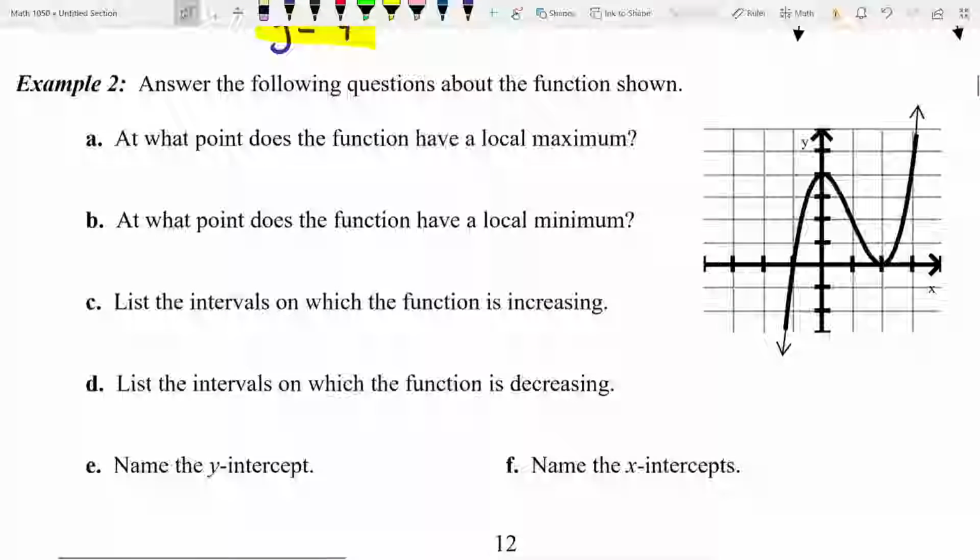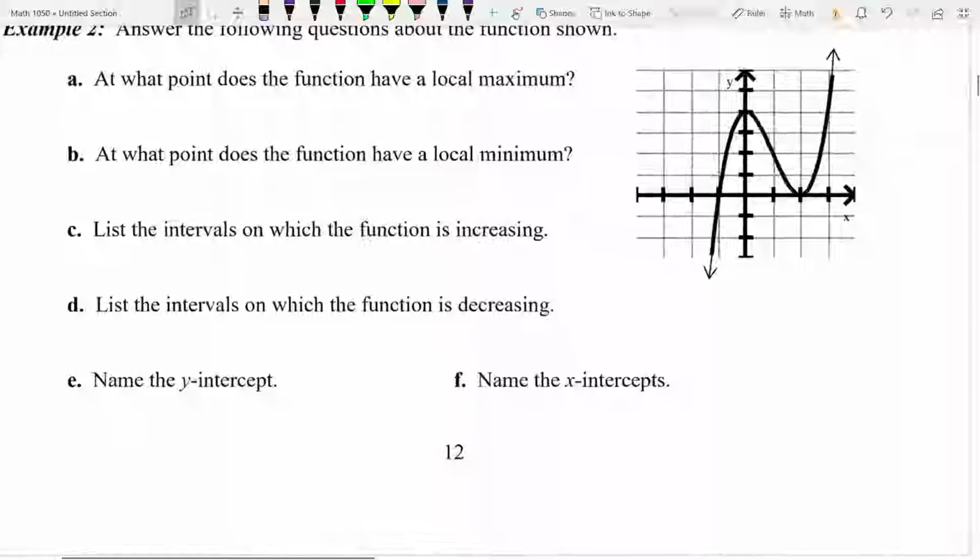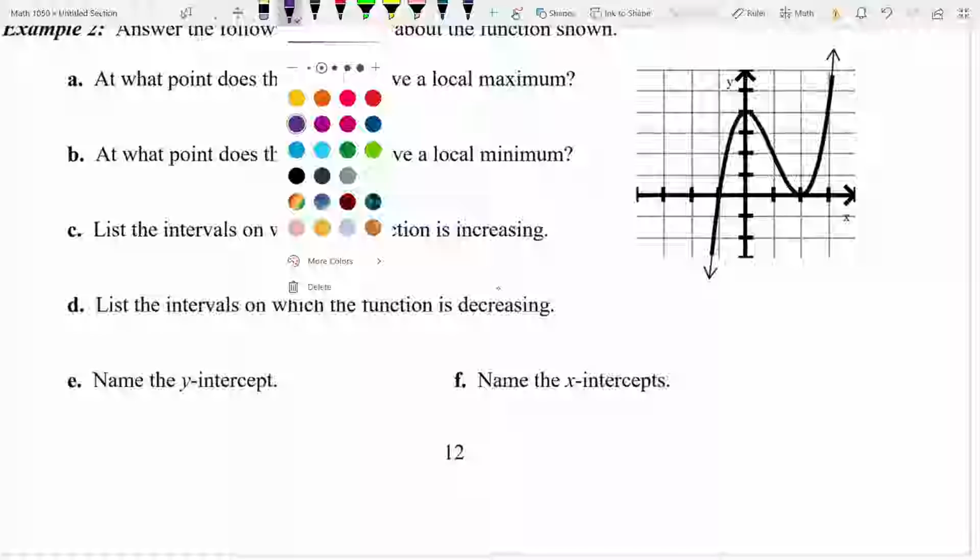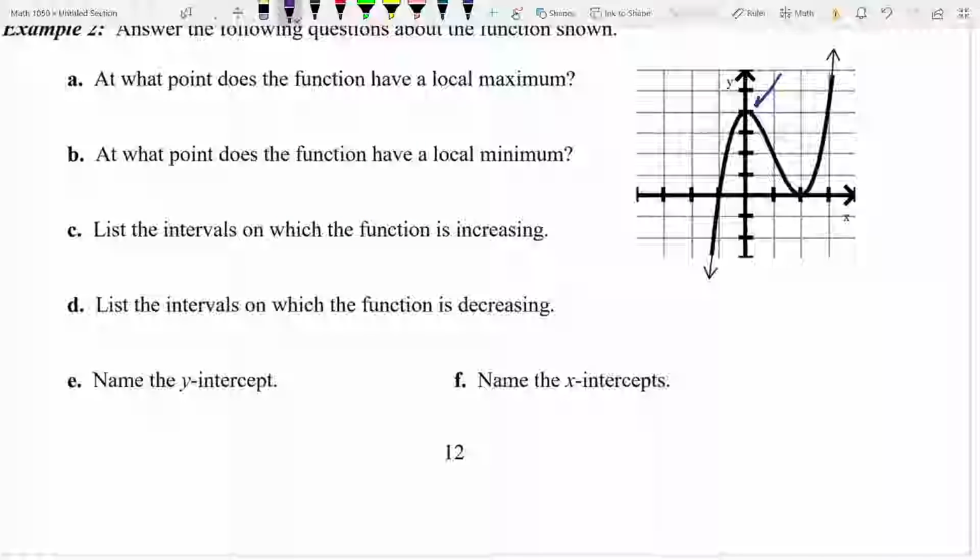Okay, example 2. Answer the following questions. At what point does it have a local maximum? So here it is right here, and it's that ordered pair (0, 4). You have to write it as a point. At what point does it have a local minimum? Guys, that's this one right here, which would be (2, 0).